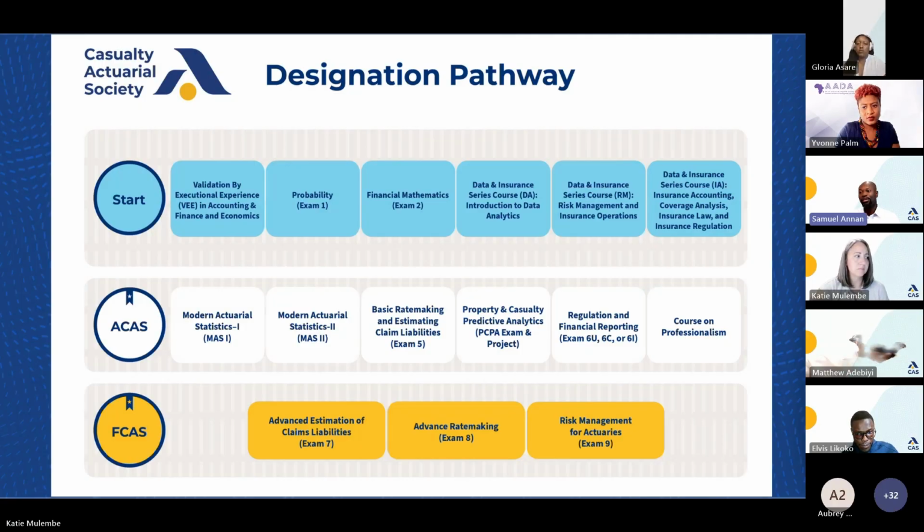6 exams. I'm counting the course on professionalism as an exam as well, but it's not something that you sit for, you attend a conference for. And once you've satisfied these requirements, then you become a member of the CAS and you can practice using the CAS credential. If you want to go further into your education, you can take advanced courses in reserving, pricing, and enterprise risk management to get your fellowship. So these are the 2 main credentials for the CAS and the pathway to go.